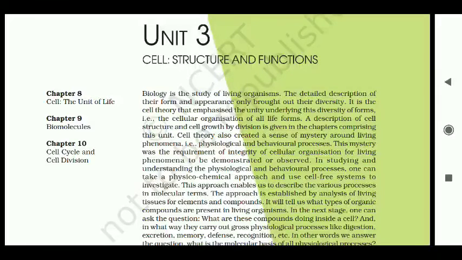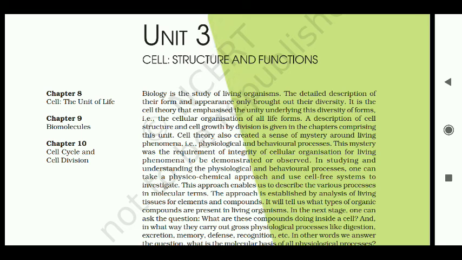Biology is the study of living organisms. A detailed description of their form and appearance only brought out their diversity. It is the cell theory that emphasizes the unity underlying this diversity of forms, that is, the cellular organization of all life forms. A description of cell structure and cell growth by division is given in the chapters comprising this unit.